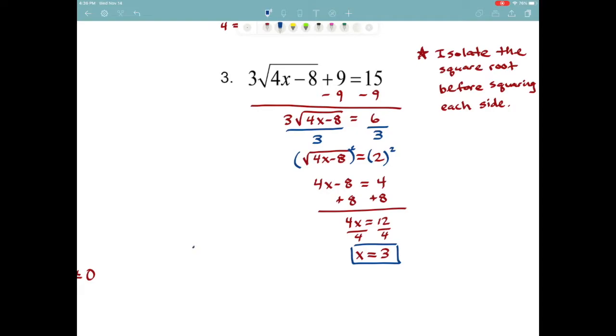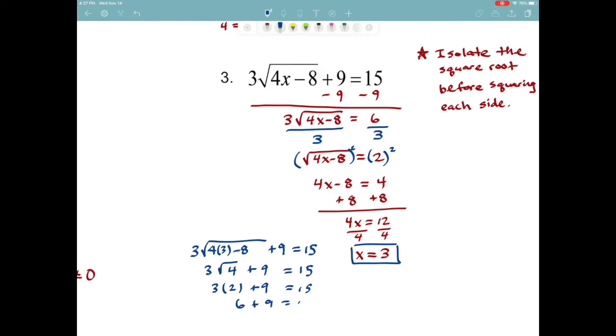If we take our 3 and plug it in, we have 3 times the square root of 4 times 3 minus 8. And then when we add 9 to that, it should end up equaling 15. Well, 4 times 3 is 12, and 12 minus 8 is 4. So right now we have 3 times the square root of 4 plus 9, which is 3 times 2 plus 9. So 6 plus 9 should equal 15. So 15 equals 15. All right.